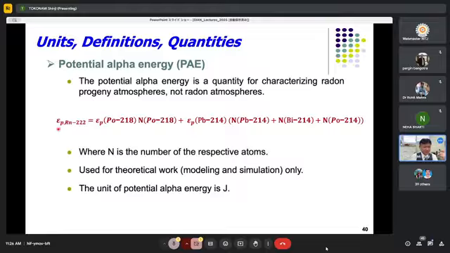It can be written by this equation. This is the atom concentration. Here's the energy. N is the number of respective atoms, used for theoretical work. The unit of potential alpha energy is joule.